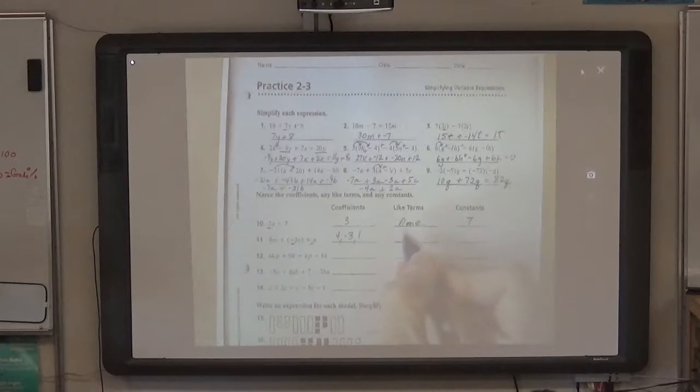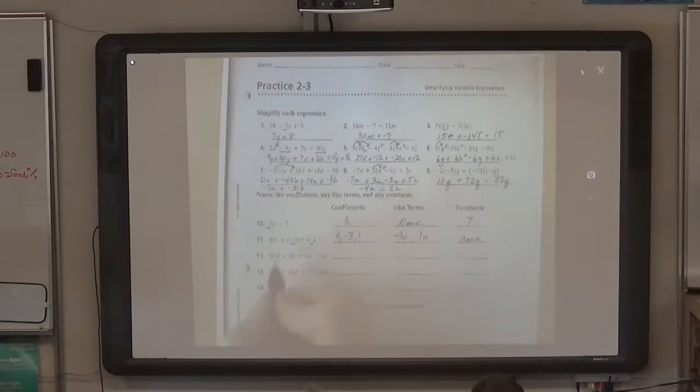The like terms, -3n and 1n. The constants, there are none, because there are none that don't have a variable. Okay? Are you getting this? Yeah. I think so.